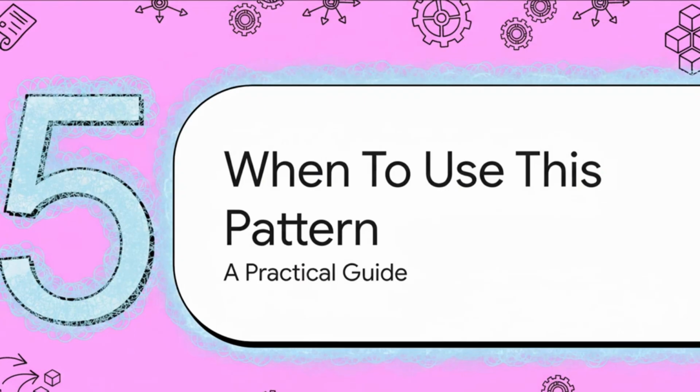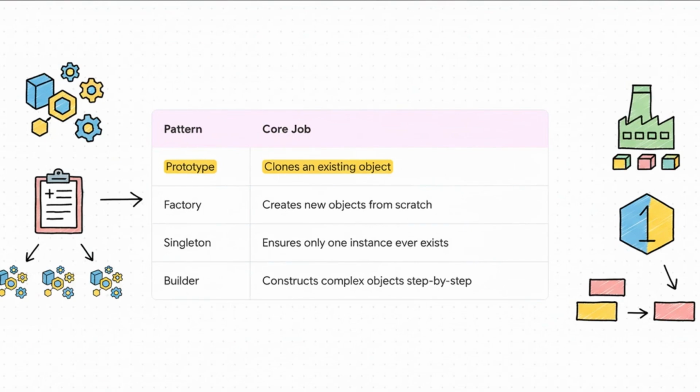So, with all that in mind, how do you know when to actually reach for the prototype pattern in your own projects? Let's break it down into a simple, practical guide. First, let's be super clear on what this pattern isn't. Unlike a factory or a builder, it doesn't create new things from scratch. Its entire job is cloning, and it's basically the polar opposite of a singleton, which is designed to prevent multiple instances. Prototype is all about making more copies, easily. Knowing this helps you pick the right tool for the job.